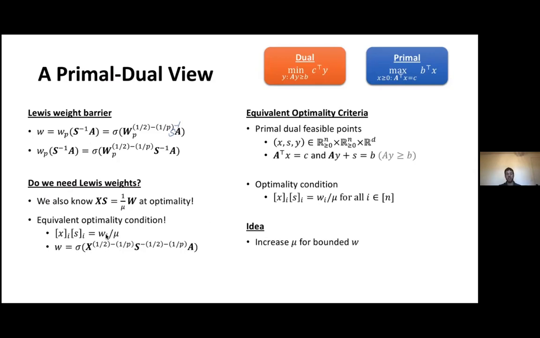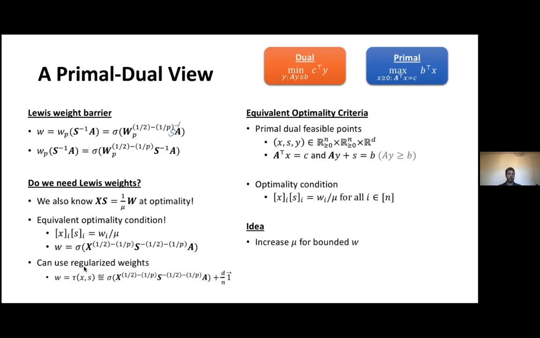Note that if we had set w to be 1, this is the same as looking for central path points of a logarithmic barrier. And what this is just saying is the Lewis weight barrier is essentially working with a sort of leverage score reweighting of everything at optimality.